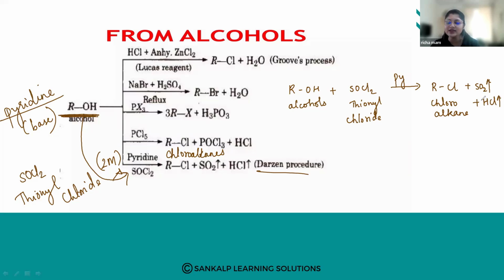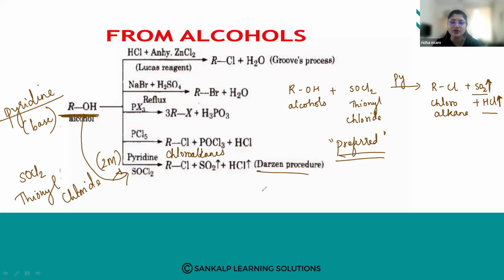So why is this method used? This method is mostly preferred. Why? Because the byproducts obtained are gases, and these gases can be removed easily. Why is this method mostly preferred, students? Because you can see the byproducts obtained are gases. SO2, sulfur dioxide, is a gas and hydrochloric acid is also a gas. So these gases will escape out easily, or can be removed easily. Because of this, this is a preferred reaction.